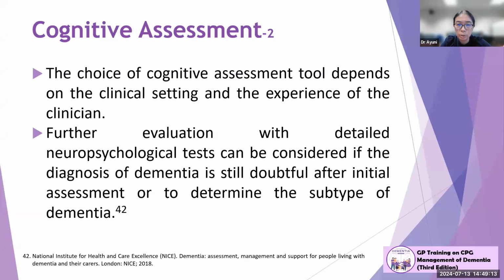Usually it's done by neuropsychiatrists or clinical psychologists. They can do a proper neuropsychological test. This helps us to further determine how their function is, and they can subtype the dementia for us also.